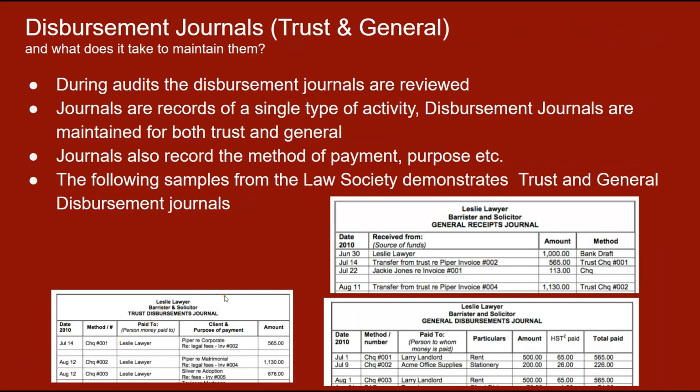So let me show you the trust disbursement journal. You see the date when that particular disbursement happened. How did you pay for it? Who was this paid to? What was the purpose and the specific client for whom you paid this amount? And the amount itself.